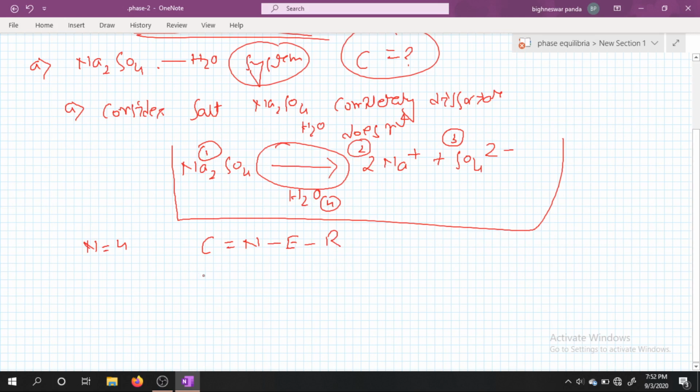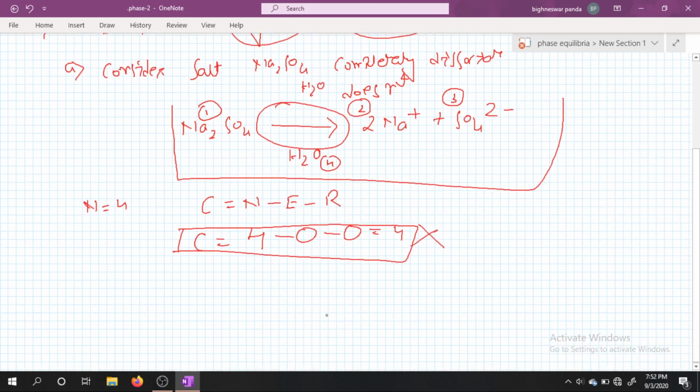So here I can simply write C is equal to number of constituents 4 minus, since there is no equilibrium reaction, 0, and restricted condition. There is no condition showing, so I can put 0 here. So I can simply say that it is a 4 component system, but it is wrong. You have to know what type of restricted conditions are there.